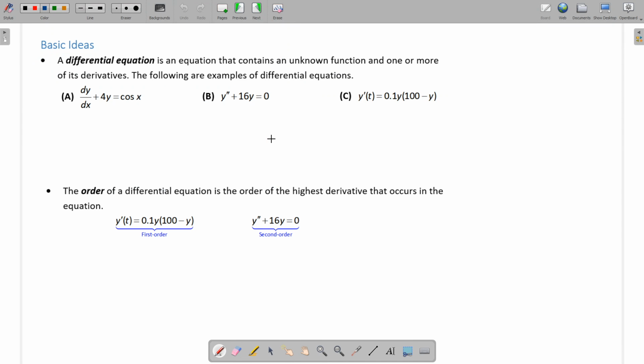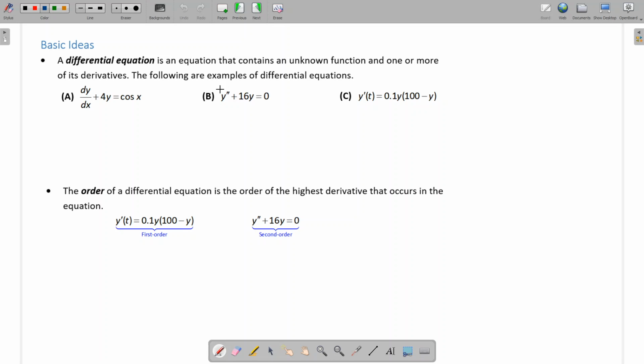Okay, we're going to start off with just some basic ideas. So, differential equation. A differential equation is simply any equation that contains an unknown function and one or more of its derivatives. So these are 3 different examples of differential equations. In the first one, we can see there's a derivative of y here, and the function y is also in that equation. And then you have some other function, cosine of x here, but that's fine.